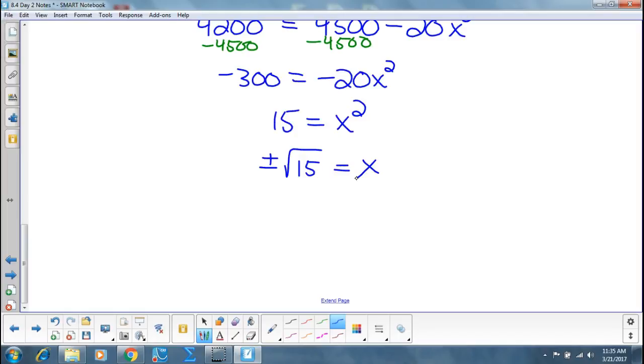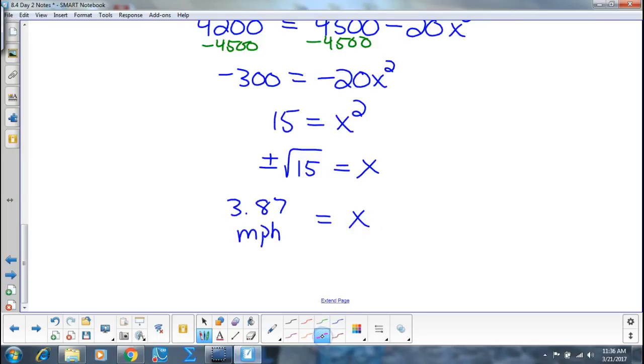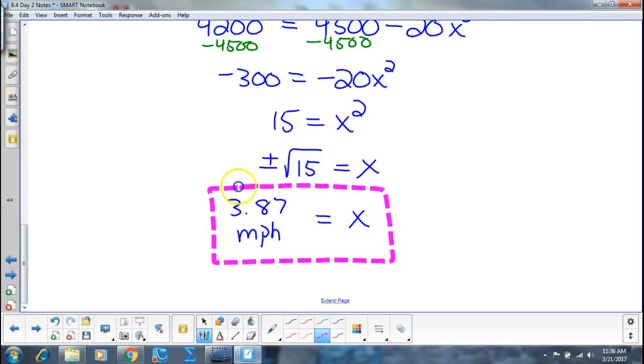Now, my question to you is, can the river's current ever be negative? No. Okay. So I don't need the negative one. Okay? So that leaves me with just the positive one. And what is the square root of 15? 3.87. And that's in miles per hour. Okay.